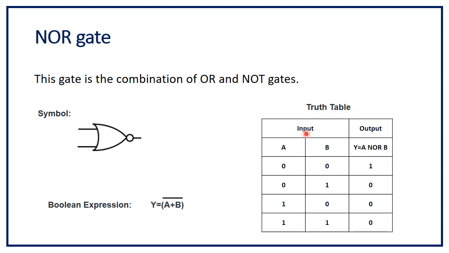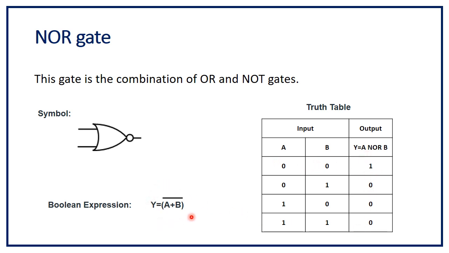Truth table. The NOR gate has two inputs A, B and one output, Y is equal to A NOR B. So in this case, it is a combination of OR plus NOT. So 0 plus 0 is 0, and its complement will be 1. Here A is 0, B is 1. 0 plus 1 will be 1 and its complement will be 0. So in the case of the NOR gate, when both inputs are 0, then your output is 1, otherwise 0.